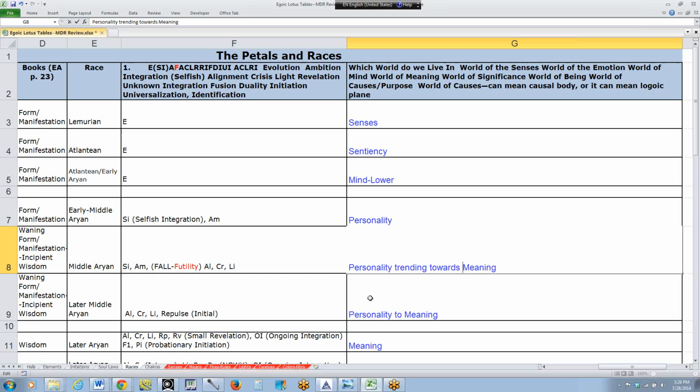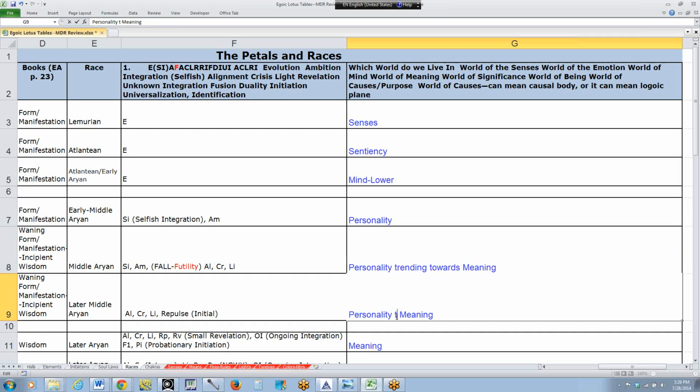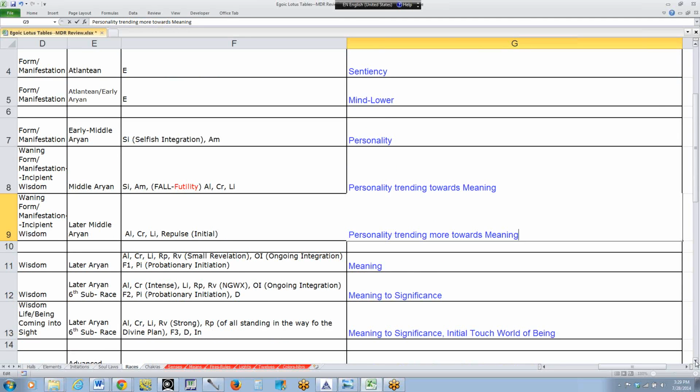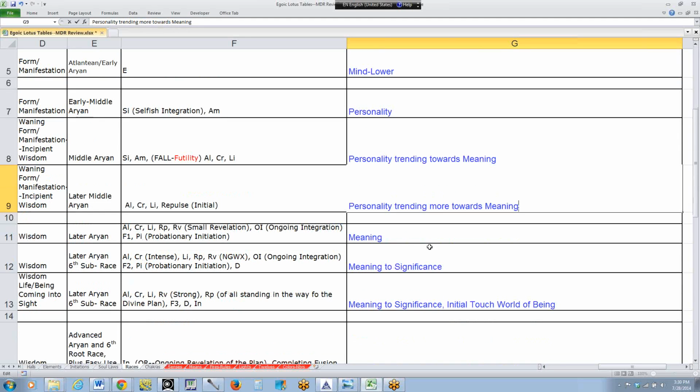Towards meaning. And in petal number 6, personality trending more towards meaning. And by the time we reach that first initiation petal, which is number 7, with its reflex effect on petal 5 and 6, we're in the world of meaning, where the antakarana is not yet really being built. Only the first stage of the antakarana, you could say, from the mental unit to the egoic lotus.